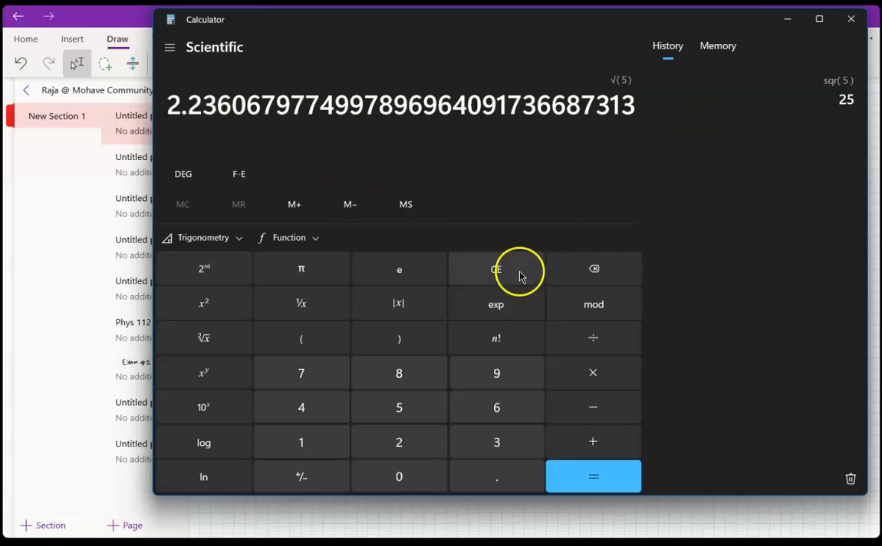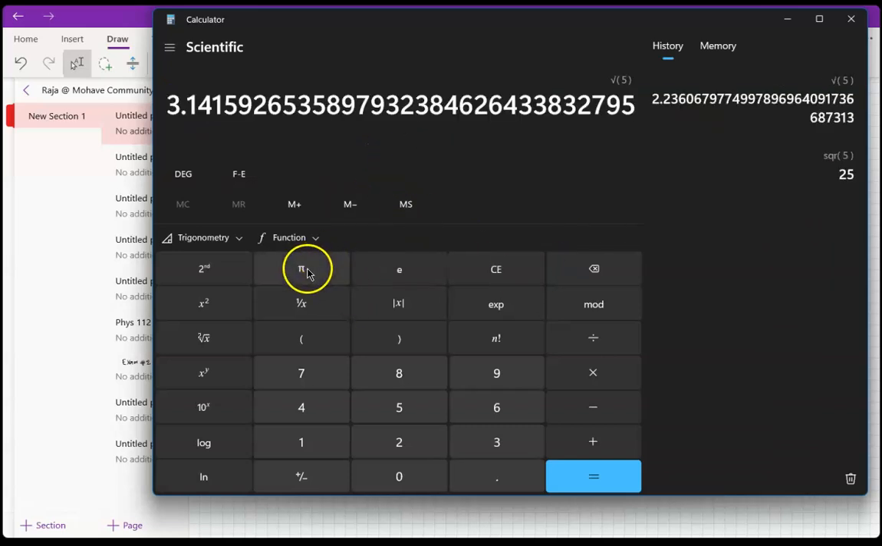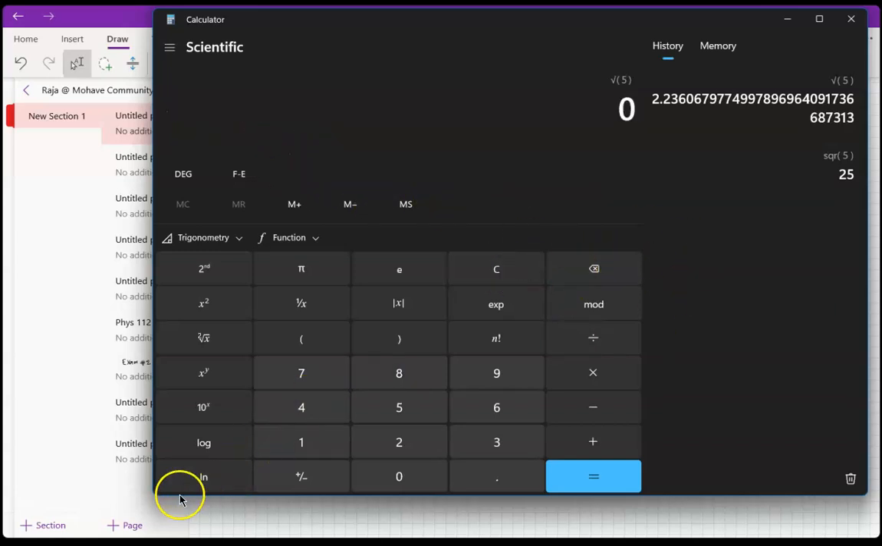Let me delete this. The pi value is right there. Again, it gives you a huge number. All you need is just the first 2 digits after the decimal, 3.14, and so on, okay? So let's go back to our calculation.